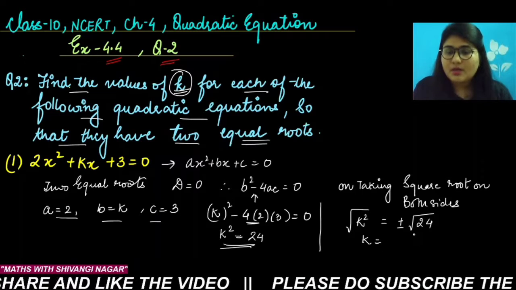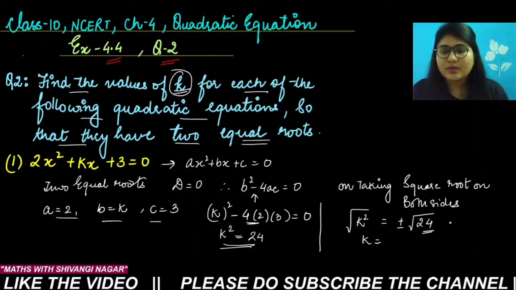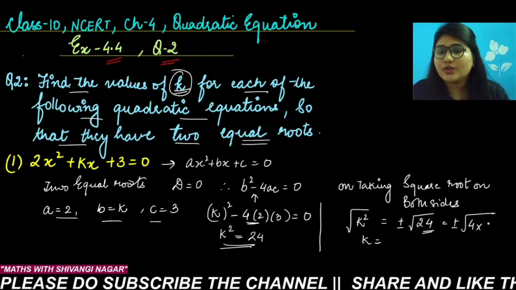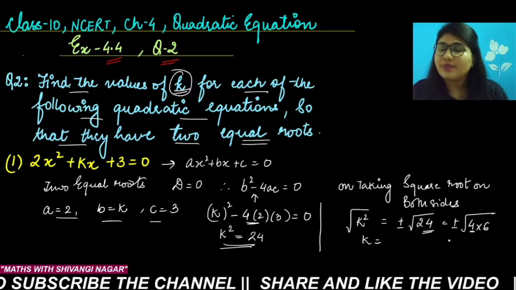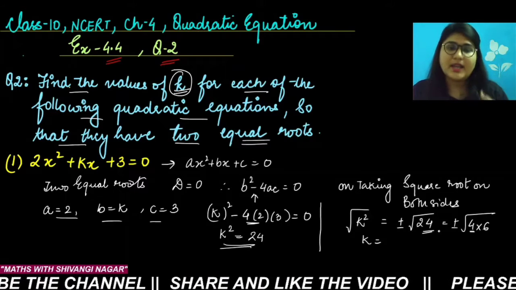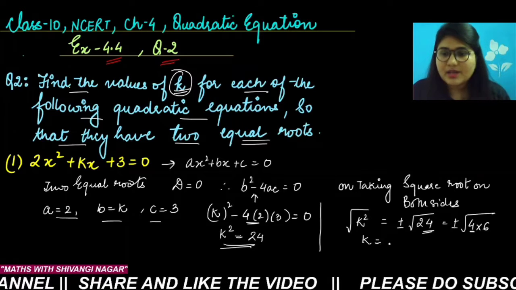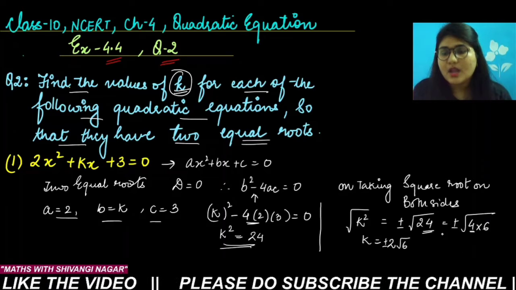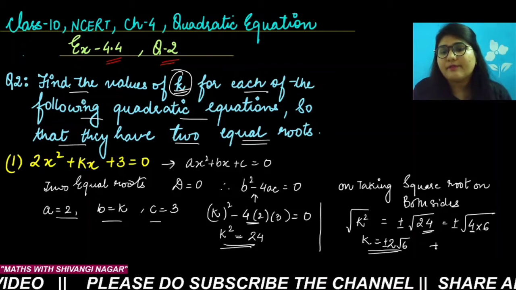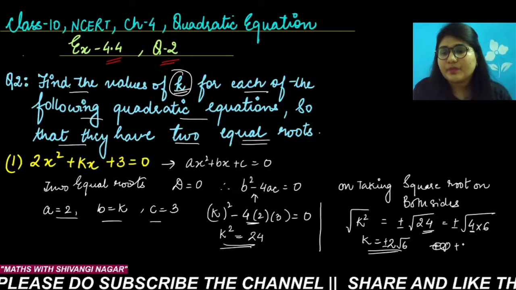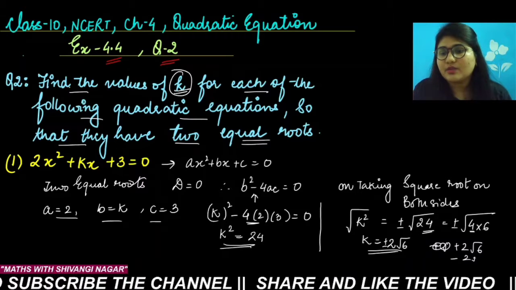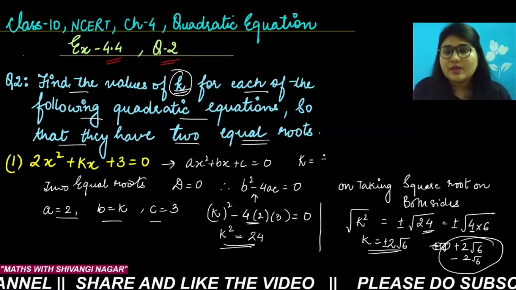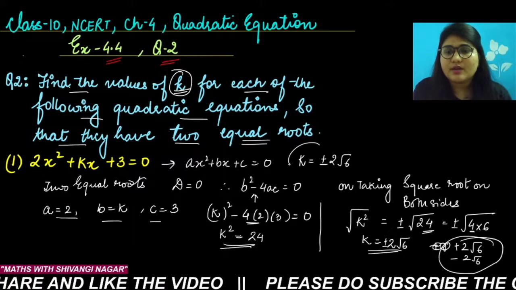Now this 24 can be written as plus minus under root 4 into 6. This 4 is a perfect square, so we can take it out of the radical sign as 2, and we have root 6. So the two values of k we have are plus 2 root 6 and minus 2 root 6. So in the first one, the value of k is plus minus 2 root 6.